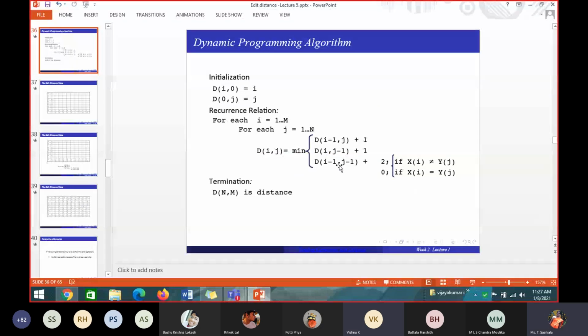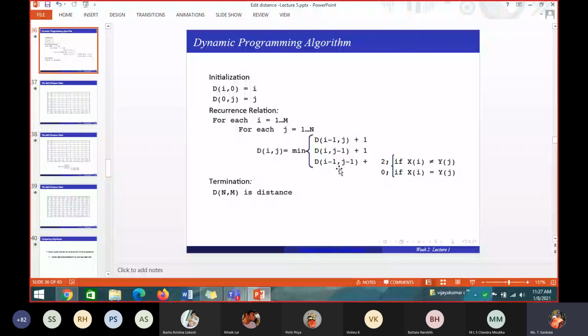It is (1,0). What is the value? 1 plus 1, so 2. The last one, D of i minus 1, j minus 1, is (0,0). 0 only will be getting it.